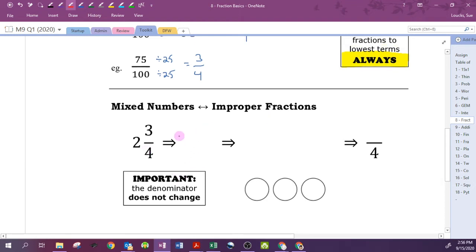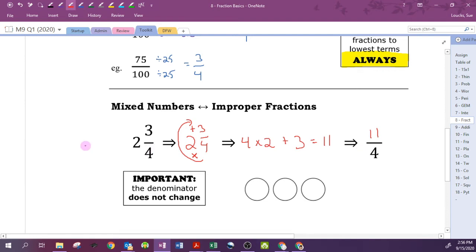You've probably seen this before, where you've got 2 3/4, and I'm going to put a multiplication sign here and an addition here, and I go in this direction. So this becomes 4 times 2 plus 3. Okay, and that is 4 times 2 is 8 plus 3 equals 11. So this becomes 11/4. The denominator doesn't change. Notice that it's a 4 here and it stays as a 4.